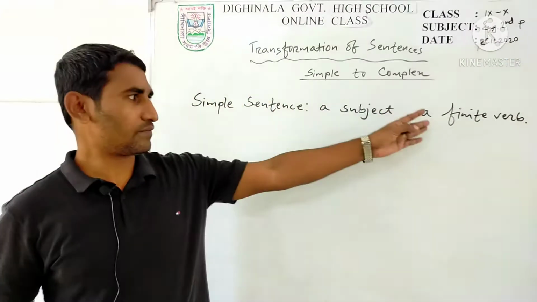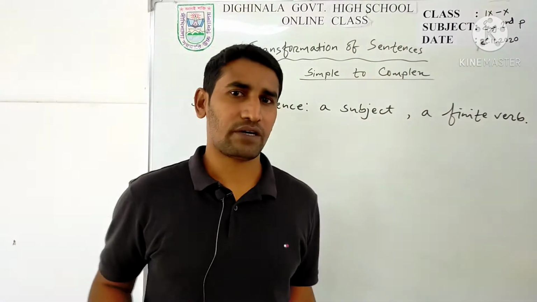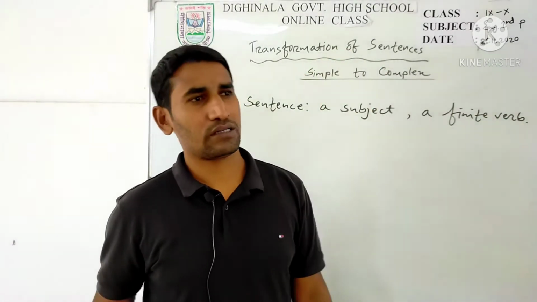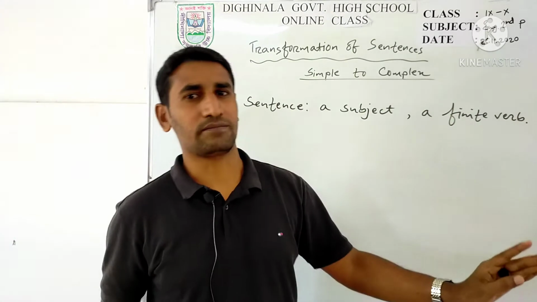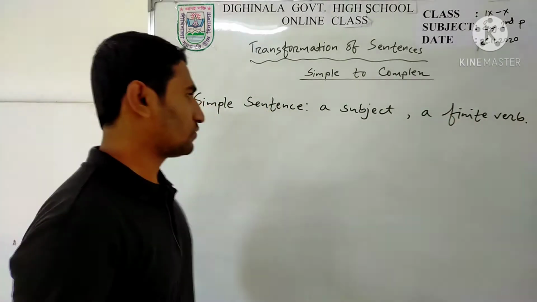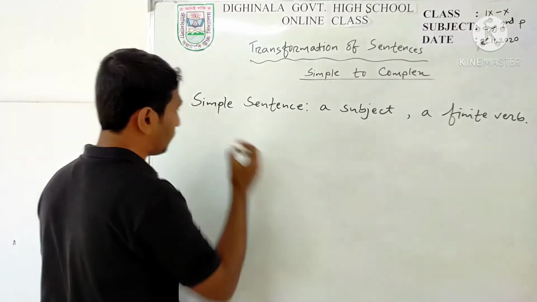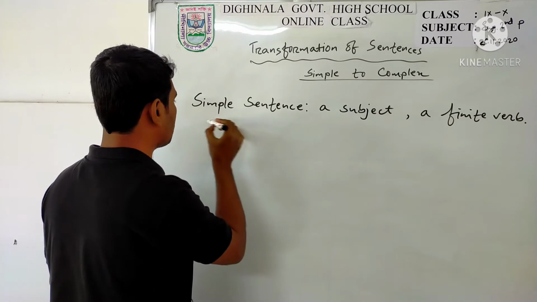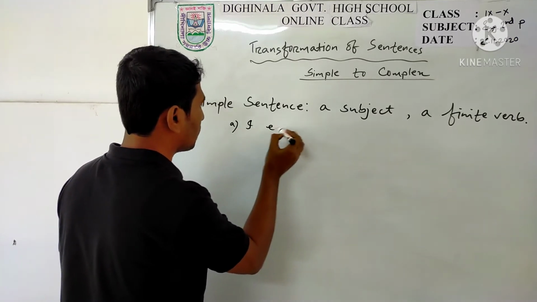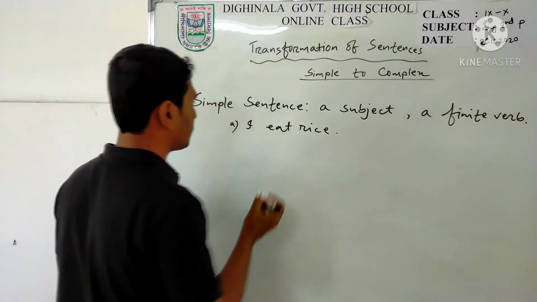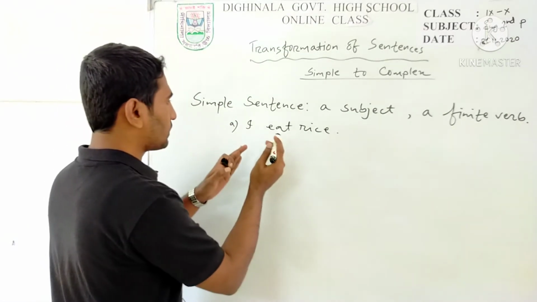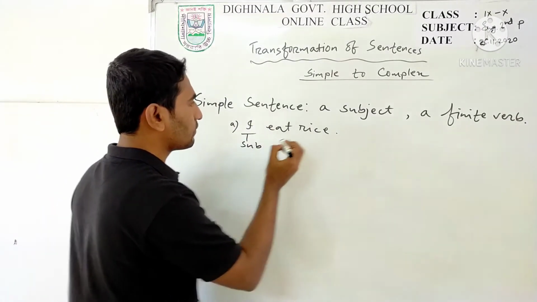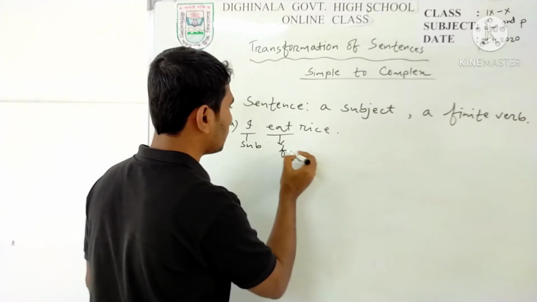Okay, so what is a finite verb? A finite verb is a main verb that is used in a sentence to make you understand the meaning of that sentence fully. That is called finite verb. If I give you two examples, you can understand clearly. I eat rice. Here it is a simple sentence. You can see the subject is I and the finite verb is eat.